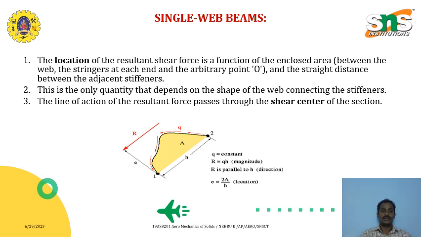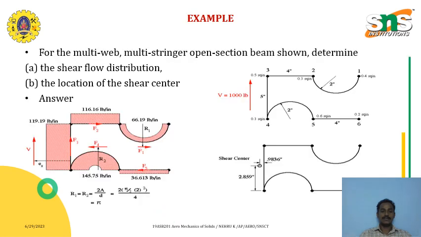So here we have this single web. It has the location of the resultant of forces as a function of the enclosed area. The area is shown in the figure, and the shear center location we are able to find, where e is equal to 2A by h, the eccentric location of the particular single cell web.